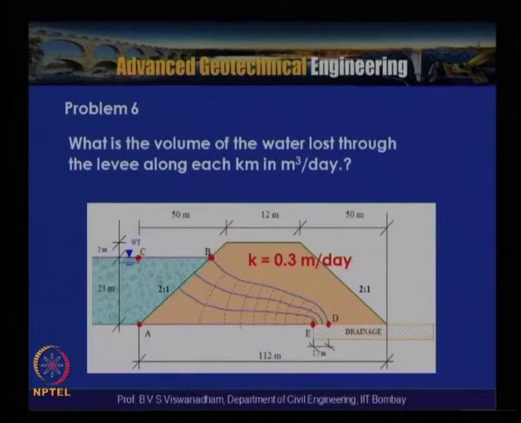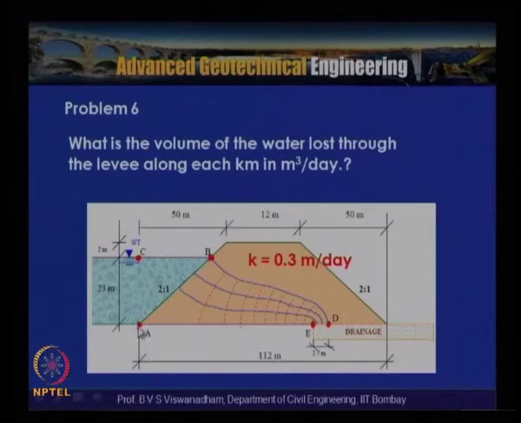For that, a 25 meter high embankment, or levee section, has been constructed with 1:2 slopes on both the upstream and downstream sides. A freeboard of 2 meters is maintained, and 23 meters is the upstream water level.